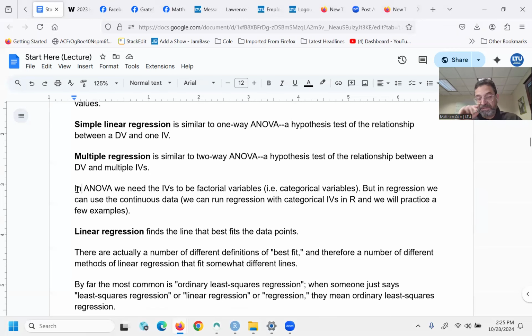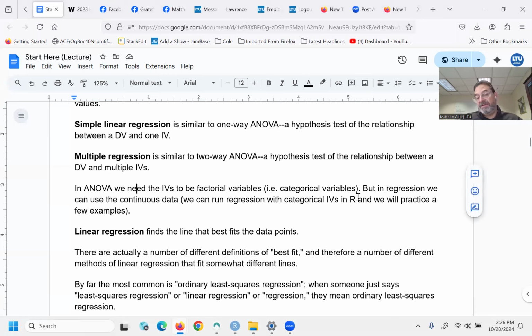Now, what is different between regression and ANOVA? Well, in ANOVA, we need the independent variables to be factorial variables, that is, categorical variables. But in regression, we can use continuous data. We can run regression with categorical independent variables, and we will practice a few examples.